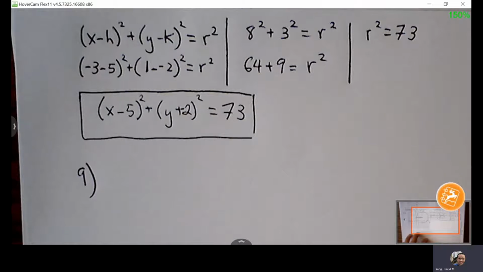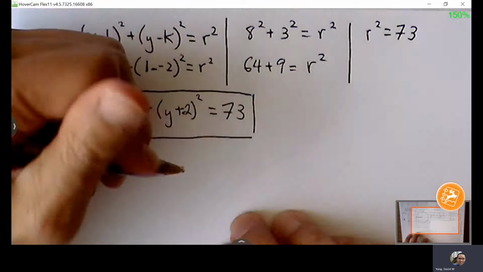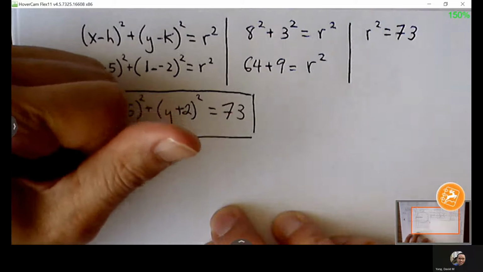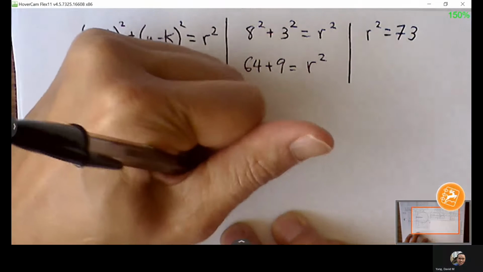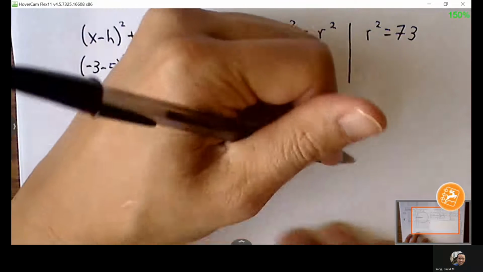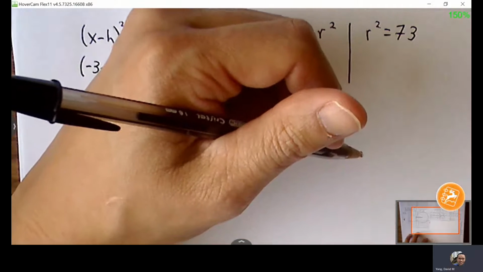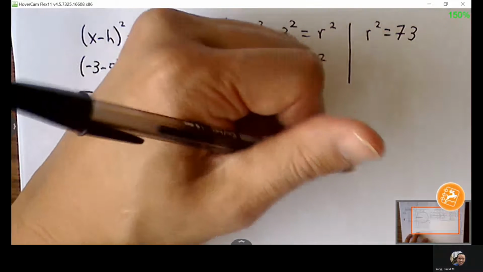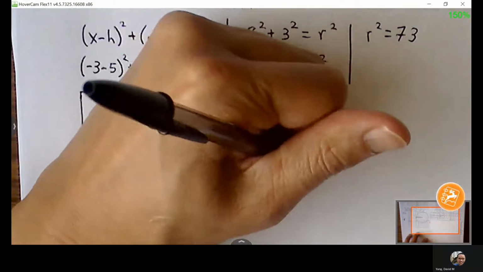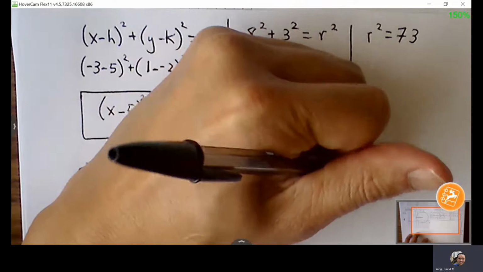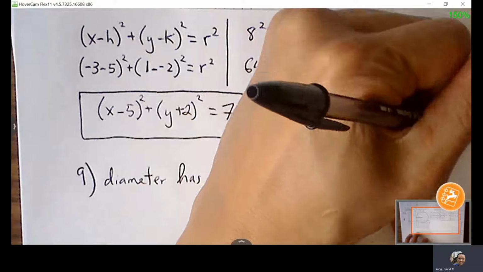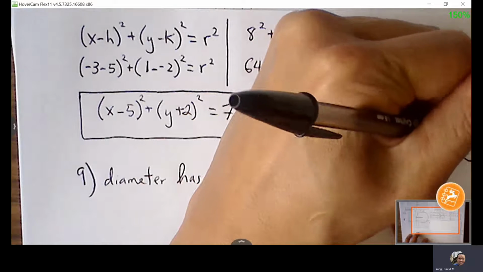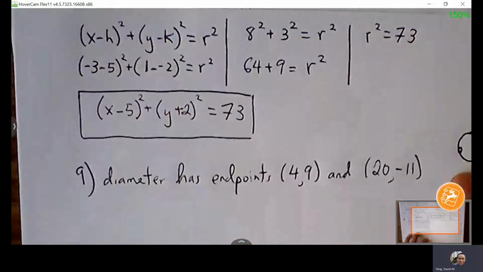Okay, number 9, it says find the equation of a circle whose diameter has endpoints... So the first goal is to get to the center, okay? Because you have a diameter whose endpoints are given. So let's say we have 2 points along the diameter, but the first thing we need to do is find the what?